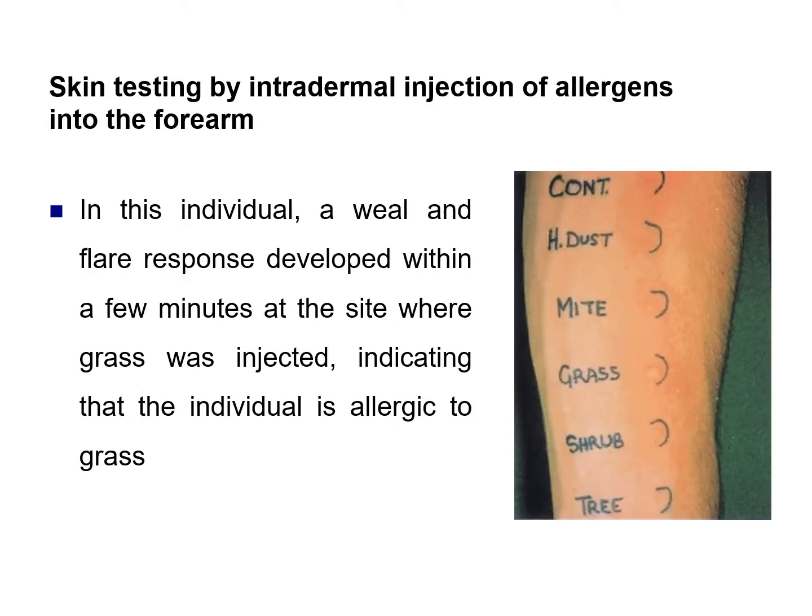In this slide, we can see the arm of a person who was injected with different allergens, and you can see that there is a wheal formation on the grass area, but negative for the rest. So that means he is allergic to grass, but not allergic to the other substances.